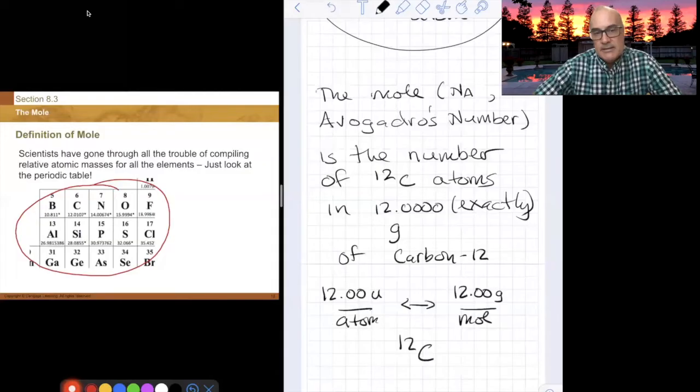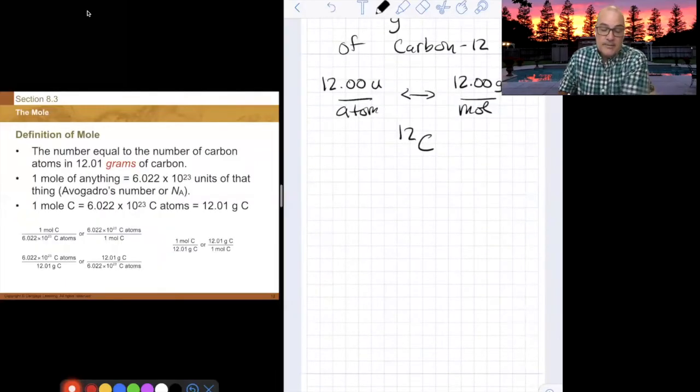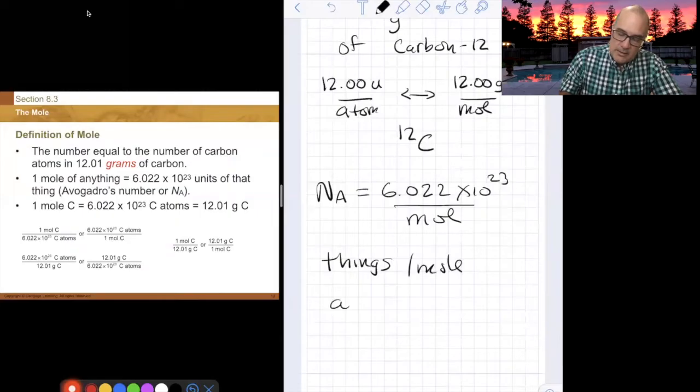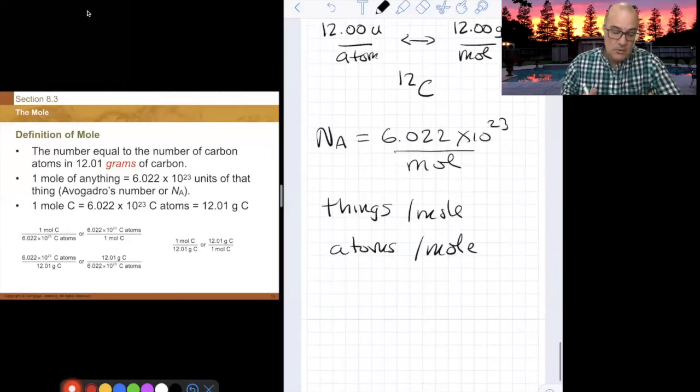And in the example, the aside I just did, we saw this scale-up factor going from grams to pounds, right? And that gives us a number. And this gives us a different number, but all we're doing is scaling up that number, right? Now let's talk about what this number is. This number turns out to be 6.022 times 10 to the 23. How do we use this? We use this on a per mole basis. In other words, this is things per mole or atoms per mole or anything per mole. So the base unit for this is per mole, okay?